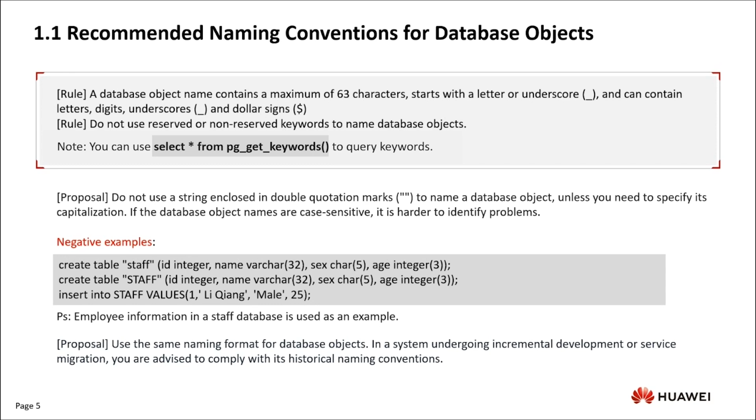So after we add double quotes to the object names, they become case sensitive, which will increase the difficulty of debugging. You can see from the following example that a table named stuff was created, but could you tell at a glance which table this insert statement is trying to operate? We can see that this is really confusing, so it's not suggested to use double quotation marks to name database objects. And also, it is suggested to use the same naming format for database objects. So in a system undergoing incremental development or service migration, you are advised to comply with its historical naming conventions.